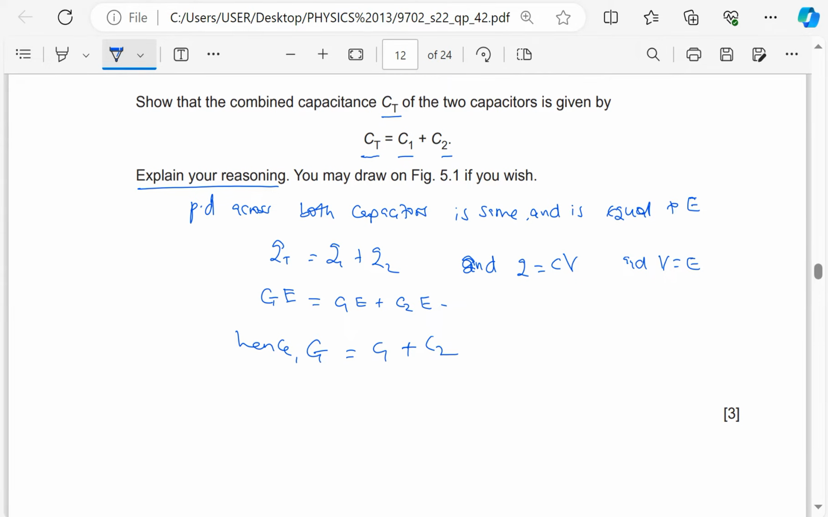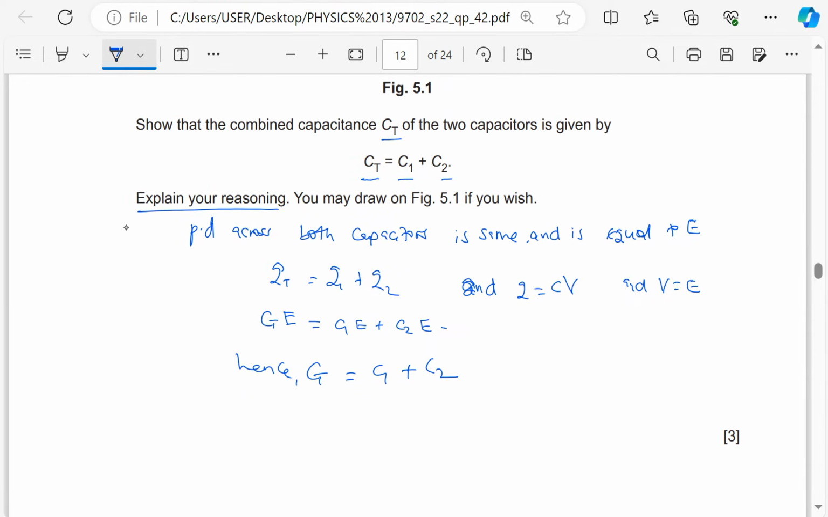As simple as that. Of course, the most important point is stating that the PD across the capacitors is the same, and then showing that total charge is equal to the charge that goes to each of the capacitor plates. Then you show this equation, you get the 3 marks.